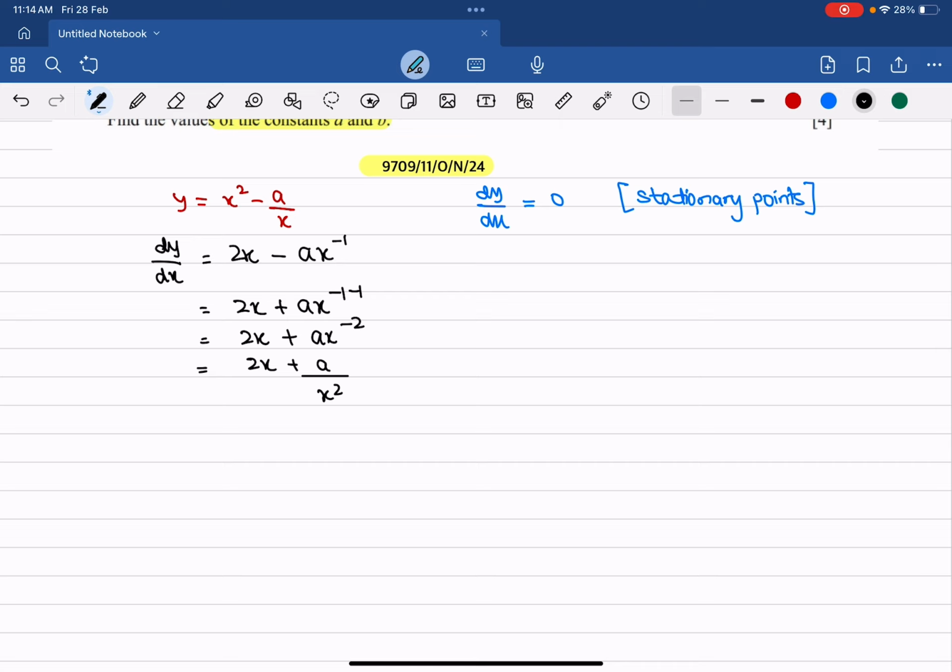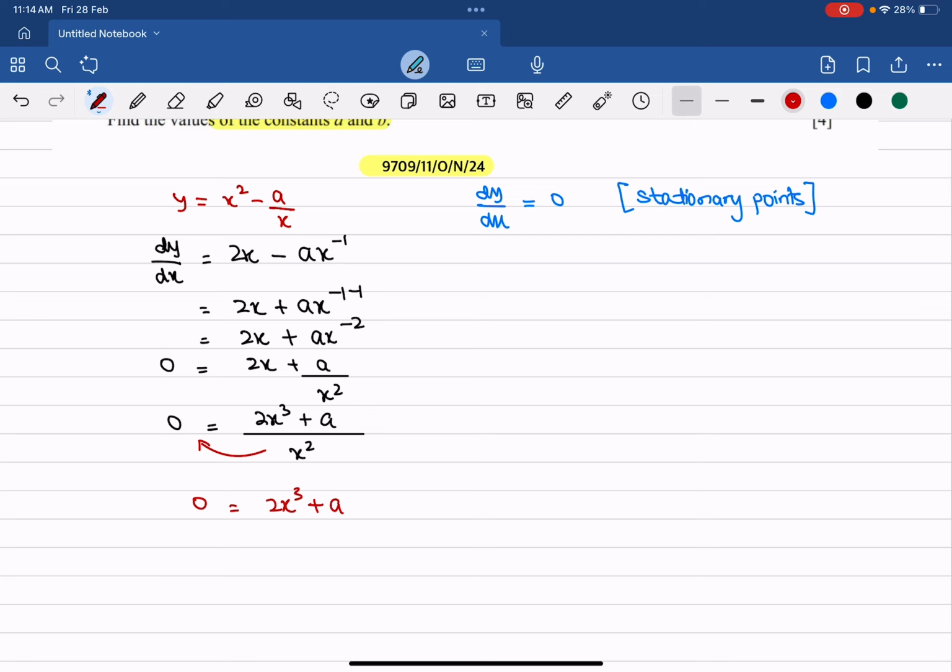Now we are going to equate it with 0 to find the stationary points. To simplify this equation, I'm going to take the LCM, which is x squared. So my numerator becomes 2x multiplied by x squared, which is 2x cubed, plus a. Now in the next step, I'm going to multiply x squared with 0. So my equation becomes 0 is equal to 2x cubed plus a.